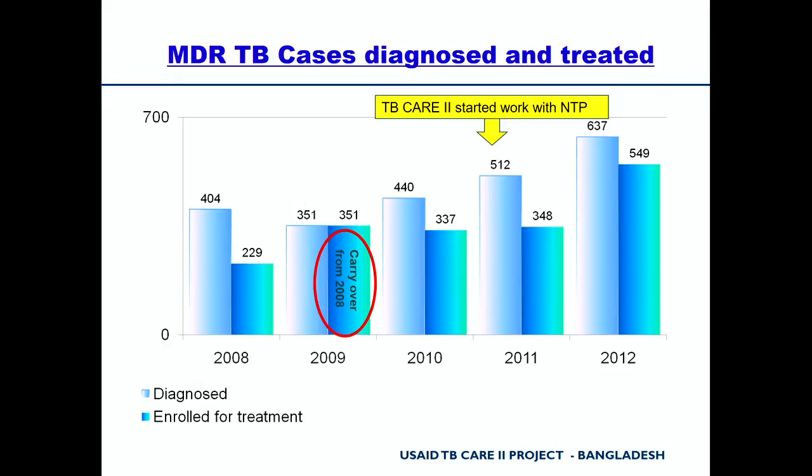So in a nutshell, this is some of the data from 2008 to 2012, showing the difference between the number of patients that were diagnosed and those enrolled on treatment. The work started in 2011. On an annual basis, about 500 patients were diagnosed and 348 patients were started on treatment. I'll get back to this later.